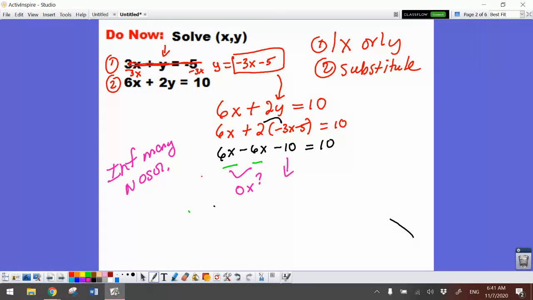So what am I left with? I'm left with a negative 10 equals 10. So let's decide, is that true or false? Can a negative 10 equal a 10? Yeah, that doesn't work. So it is false.